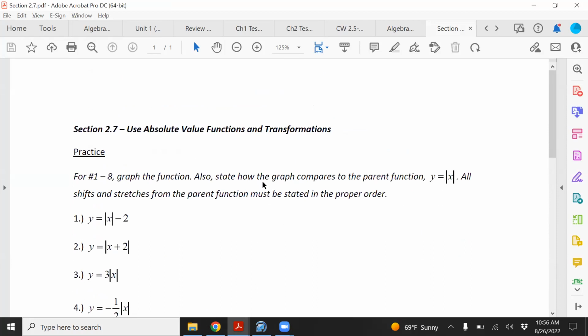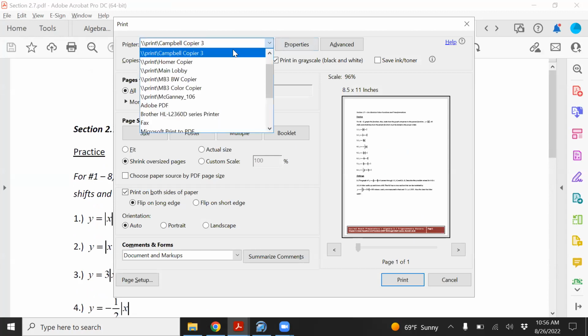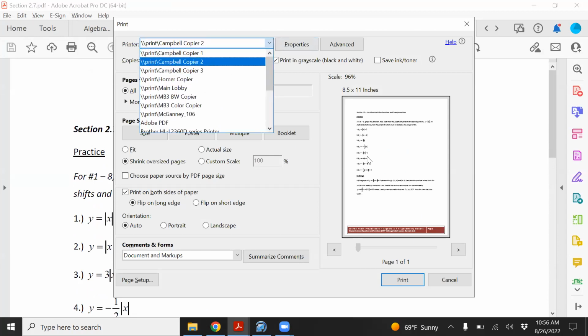Let me print one extra thing on graphs of absolute value. I want to give you guys a little extra practice on it.